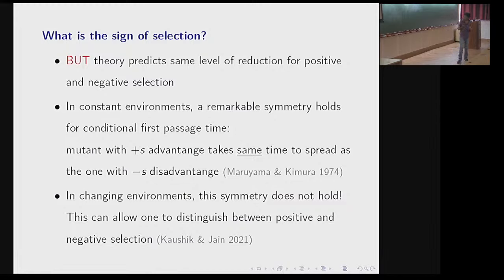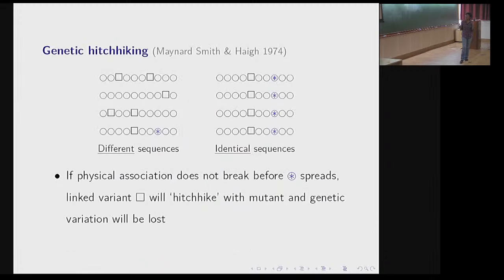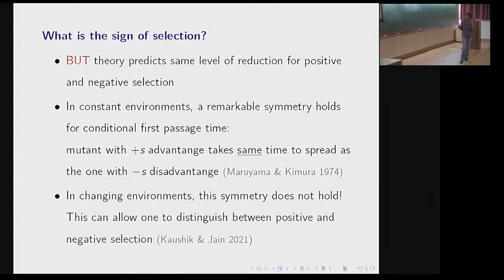Okay, there's a problem with the thing that I just described to you. Theory predicts that you will see the same depth, whether this mutant was a good mutant or a bad mutant, you will see the same level of reduction. And that's because these theories assume that the environment remained constant over the time scale when hitchhiking was happening. That result comes from a property of these conditional first passage times.